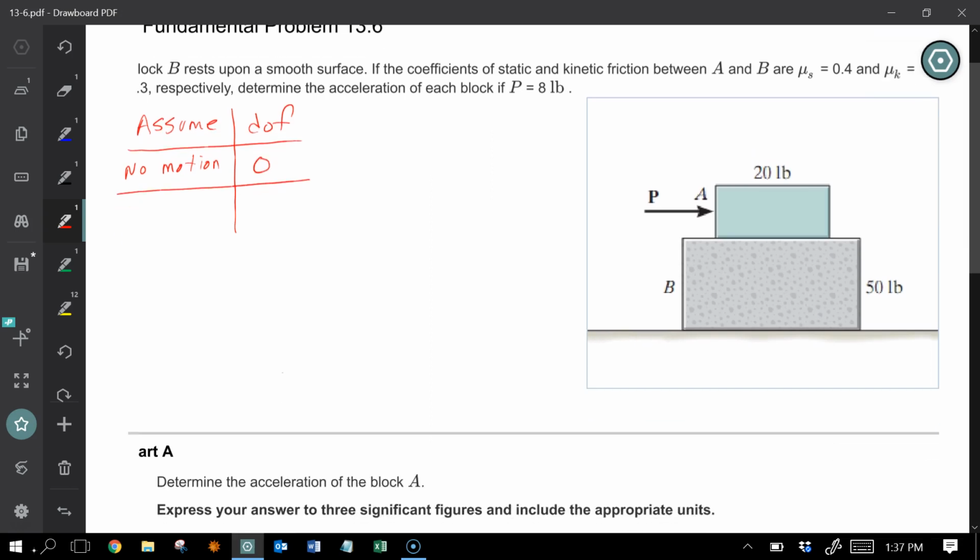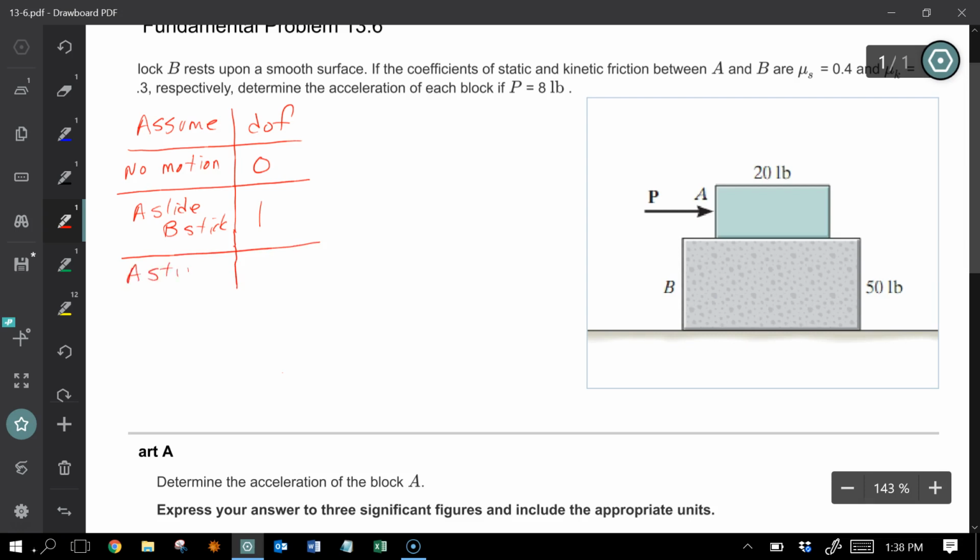If that's not the case, what else could happen? Well, A could slide, but B stick. Right? That could happen. If that's the case, you have a degree of freedom of 1. The next thing that could happen is A could stick and B slides. That could happen. If that happens, the degree of freedom is 1. Last thing is that they both slide. If that's the case, then the degree of freedom is 2.